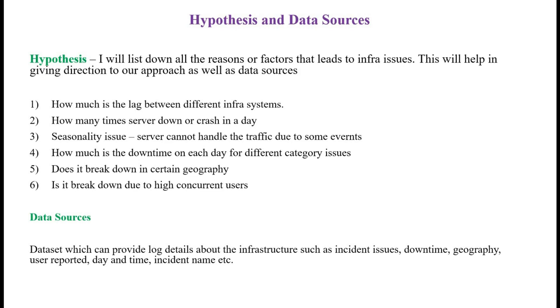It might be that there is a lag between different infrastructure systems which is leading to failure in some system. There could be a seasonality issue, where the server is not able to handle the traffic due to special events, maybe Christmas or Thanksgiving, or a special discount day, or a big one-billion-dollar day, where servers are not able to handle the traffic. It can happen that this problem occurs only in certain geographies, or that network issues come from a breakdown due to a high number of concurrent users. It's very important to list down all those hypotheses, because this will give you direction for your approach as well as the data sources we need to select.